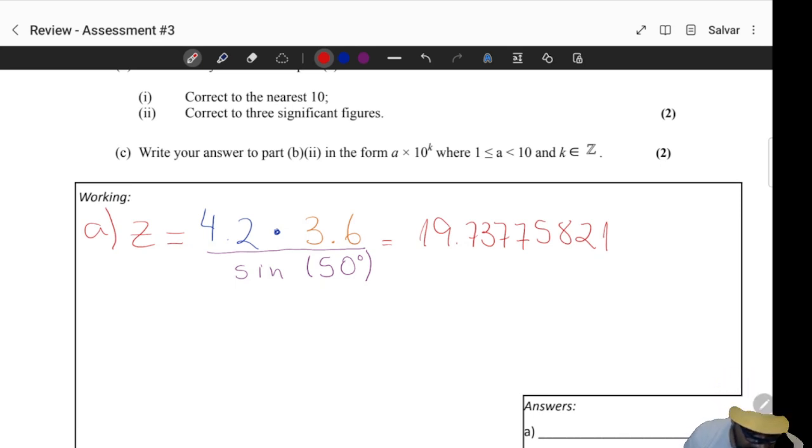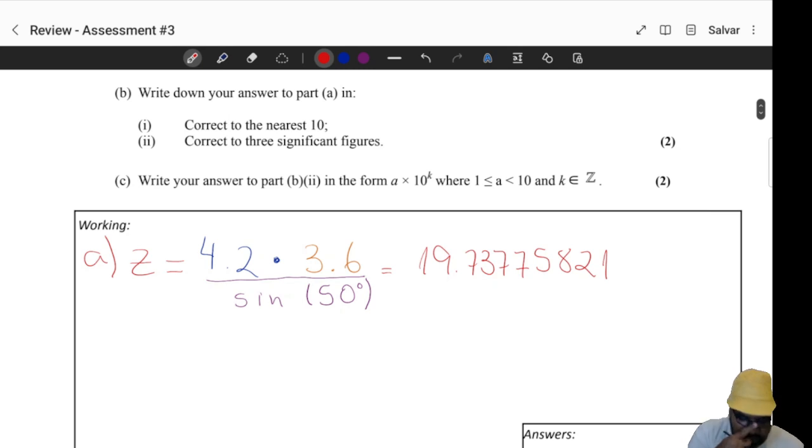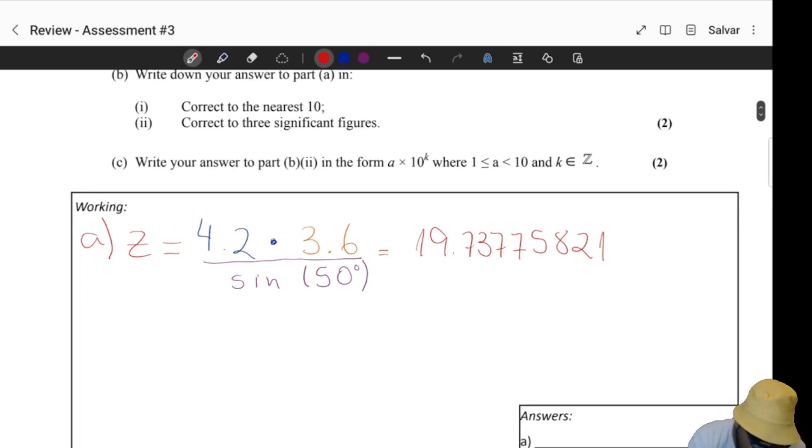Now, B is correct to the nearest 10. What is the nearest 10 here? Well, as refresh nearest 10, which number is in the 10 position here? The number is 1. After 1 is coming a 9. Then I round up. Then B, option 1 is 20.